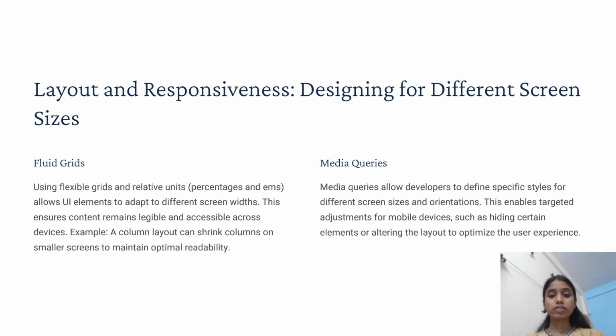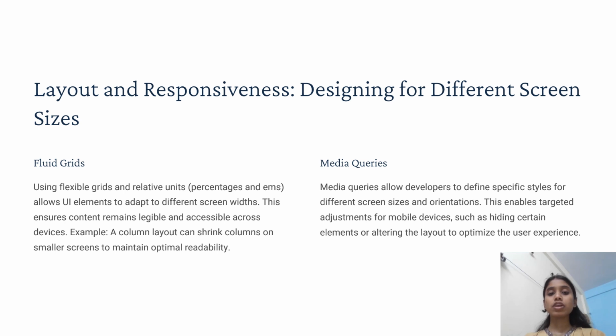Layout and responsiveness. Designing for different screen sizes. When we design the layout for different screen sizes, we have fluid grids. That is, using flexible grids and relative units, percentages and ems, allows UI elements to adapt to different screen widths. This ensures that content remains legible and accessible across devices. For example, a common layout can shrink columns on smaller screens to maintain optimal readability.